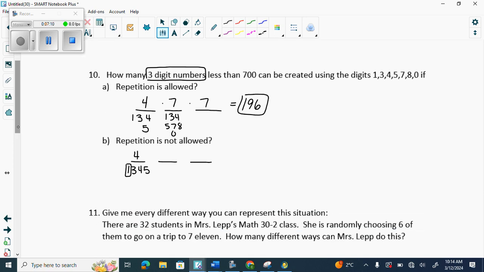Then I have 3, 4, 5, 7, 8, 0, which is 6 options. Say I hold the 0 then. 3, 4, 5, 7, 8, which is 5 options. And what do we get for this?